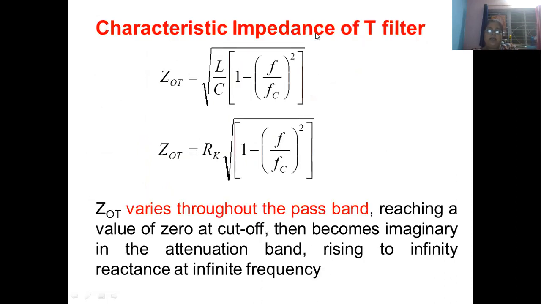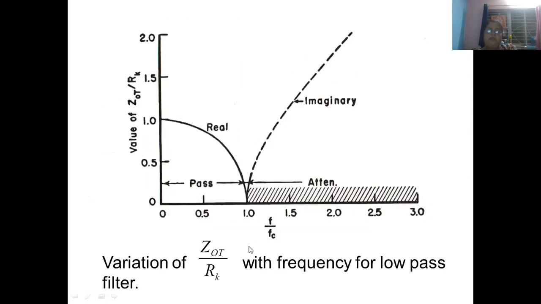So this is the characteristic impedance of the T-type filter, where we have shown the characteristic impedance in terms of the values of L upon C, and here it comes in the form of the design impedance. Then the variation of Z0T and RK with frequency for the low pass filter.